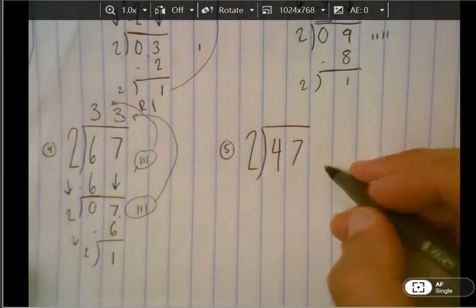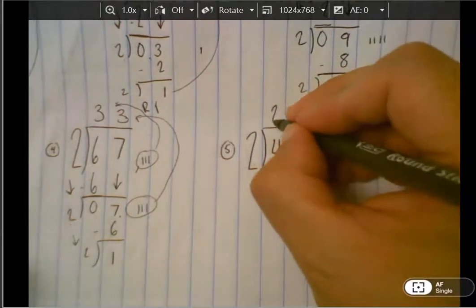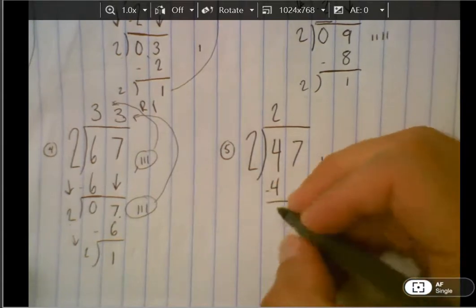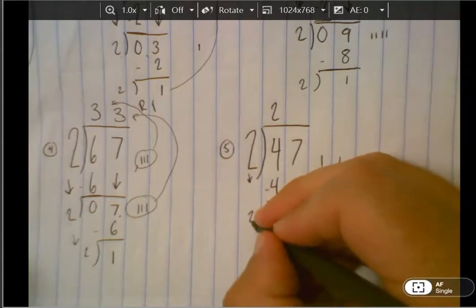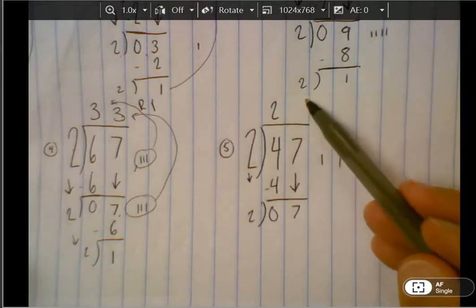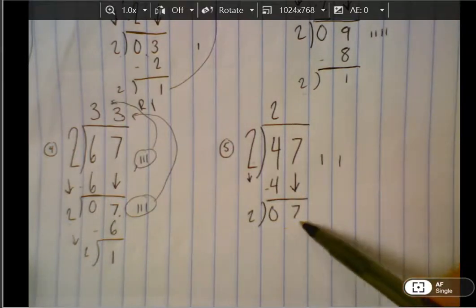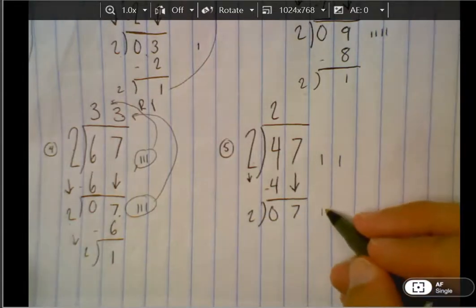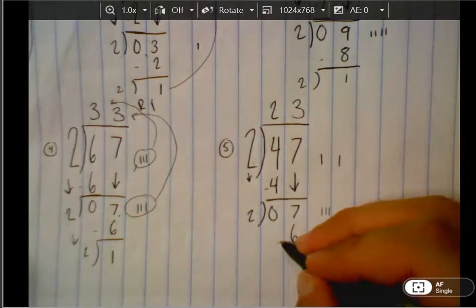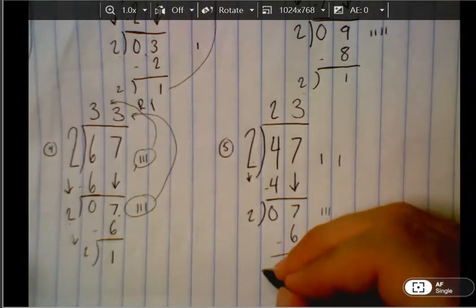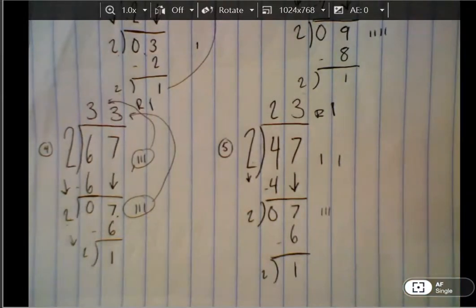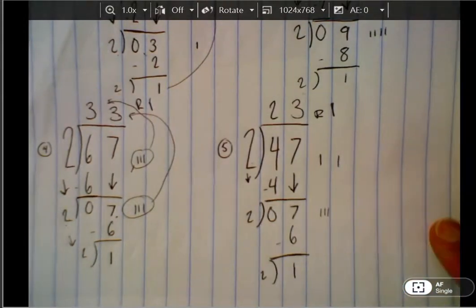Finally, 2 and a 4, 2, 4. 2 in my quotient goes in my tens. 2 times 2 is 4. Subtract. Bring down. And then repeat. Why? Because there's nothing in my ones, and my dividend is larger than my divisor. 2, 4, 6 is 3. 3 times 2 is 6. Subtract. Bring down. Remainder of 1.